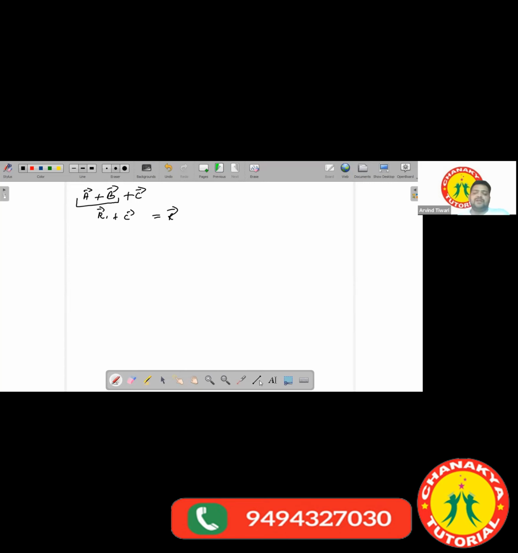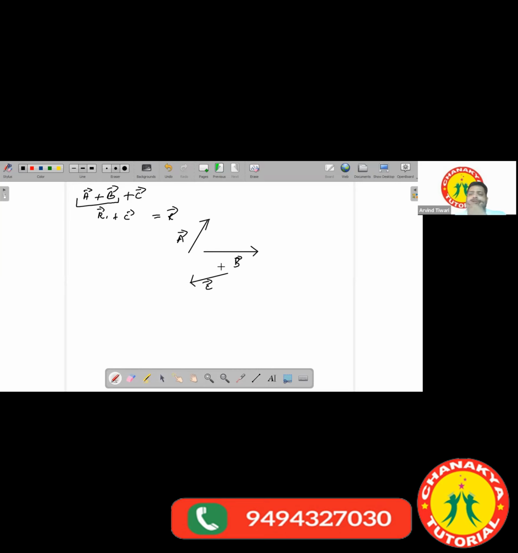For example, let us consider here the vector A, here a vector B, and let's consider here another vector C. They are arranged randomly, in any random orientation. You can take whatever you want. So here, let the vectors be A vector, B vector, and C vector. My first step is to add A and B, and I can use either the triangle law or the parallelogram law.